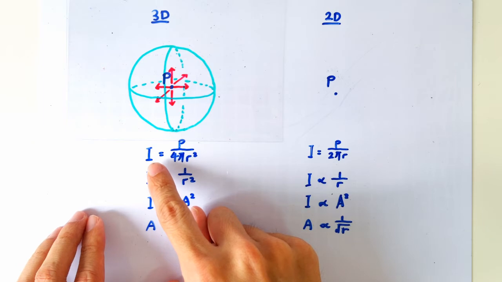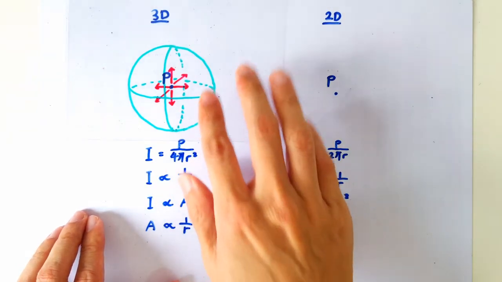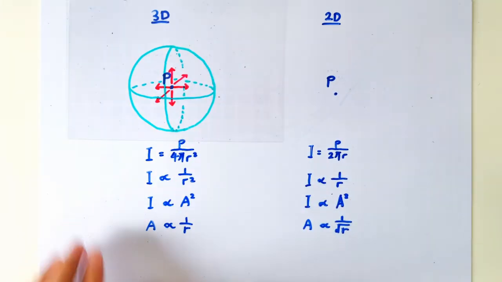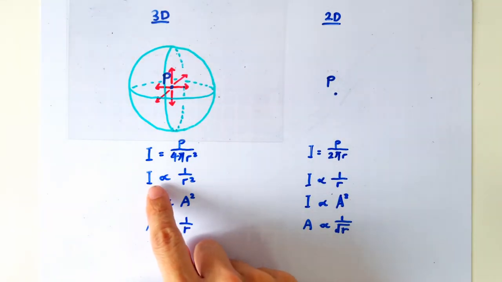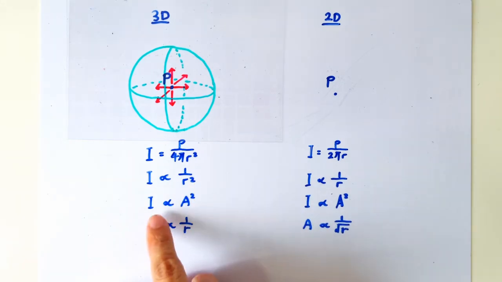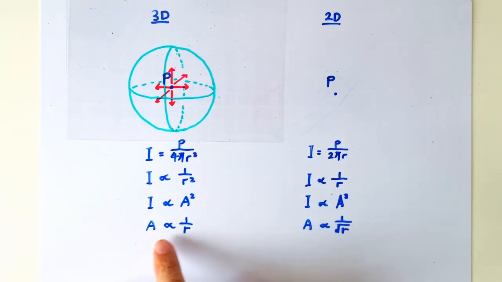So the intensity of this wave can be written as P over 4 pi r squared, because the formula for the spherical area is 4 pi r squared. So that tells us the intensity of a wave is proportional to 1 over r squared, coupled with the fact that intensity is proportional to amplitude squared. We work out that the amplitude varies according to 1 over r. That's for a 3D wave.